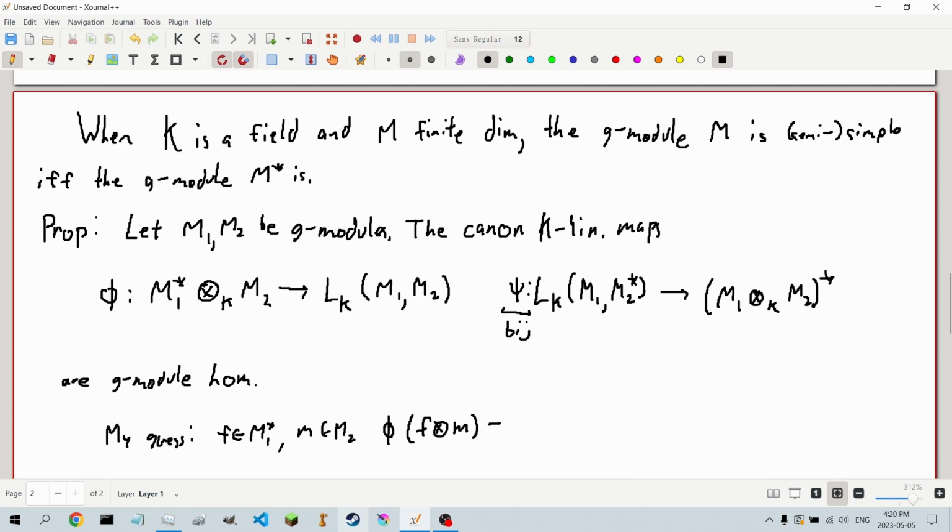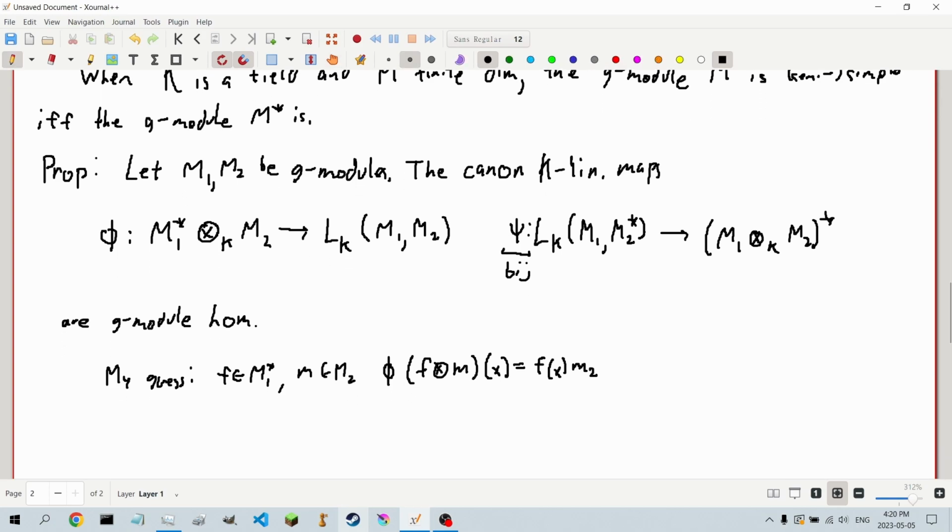It would probably be, this is going to act on element X. It's probably going to get sent to f of X times M2. Because it has to be linear with respect to F. F is being sent to like a member of a linear map, so that seems like you get what I'm trying to get at, right?